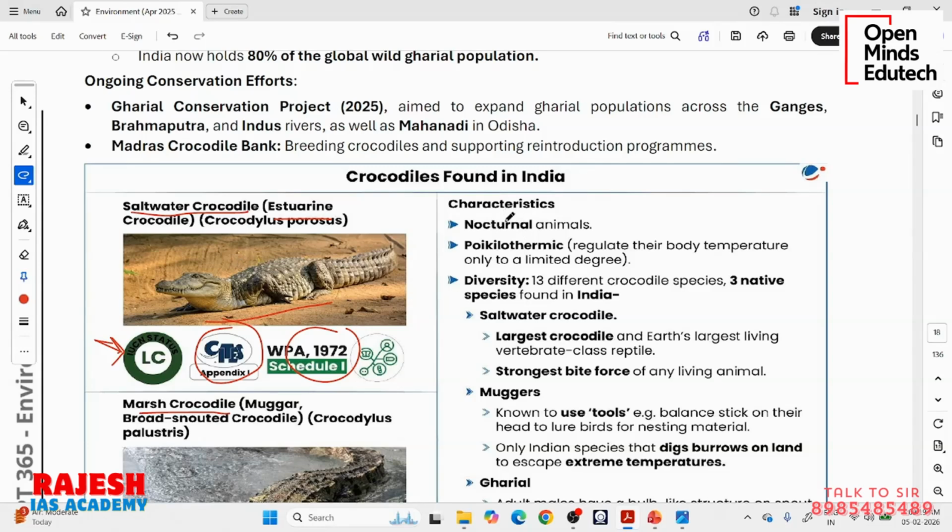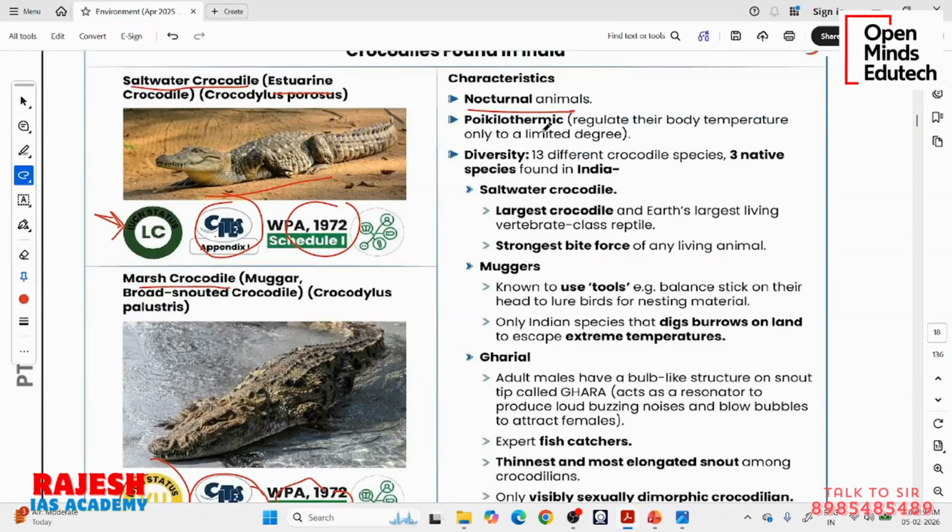Characteristics: crocodiles are nocturnal animals. This is very important: they can regulate their body temperature only to a limited degree, so they need continuous water to manage. They move between water and land to regulate their temperature because they can only sustain a limited variation in temperature. So they are called poikilothermic. 13 different crocodile species can be seen across the world. 3 are in India. The saltwater crocodile is the largest crocodile, and it is the largest living reptile.